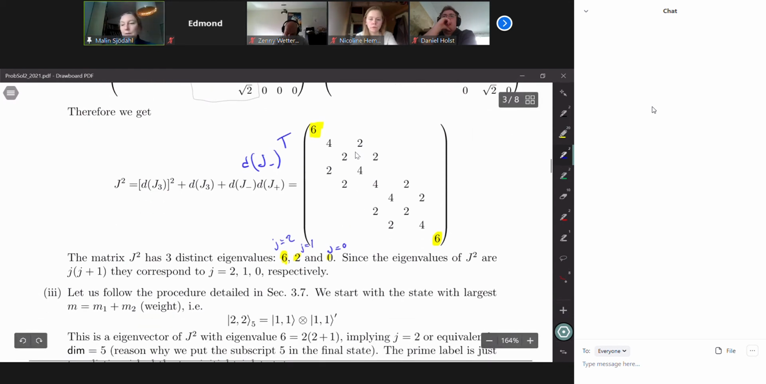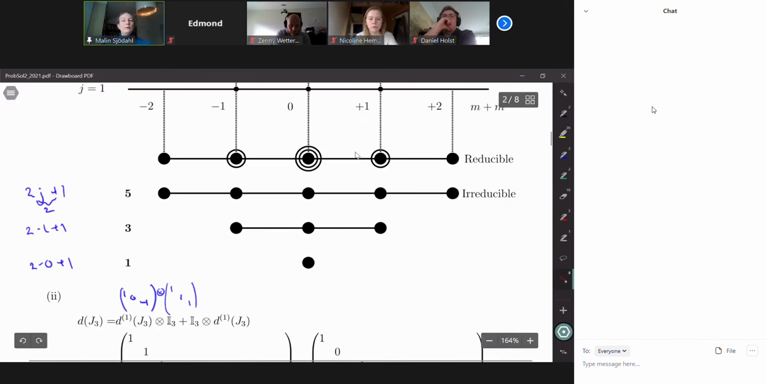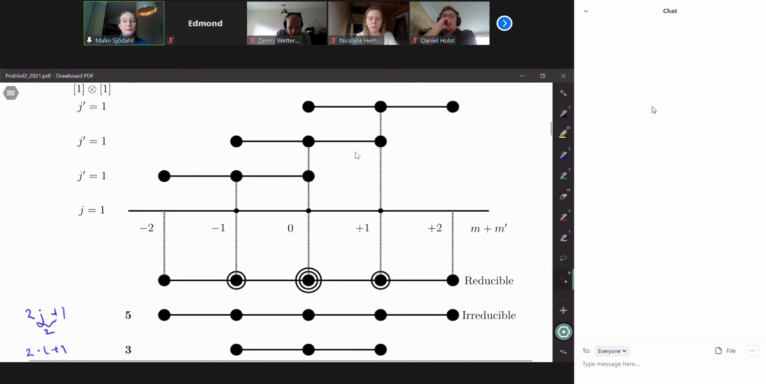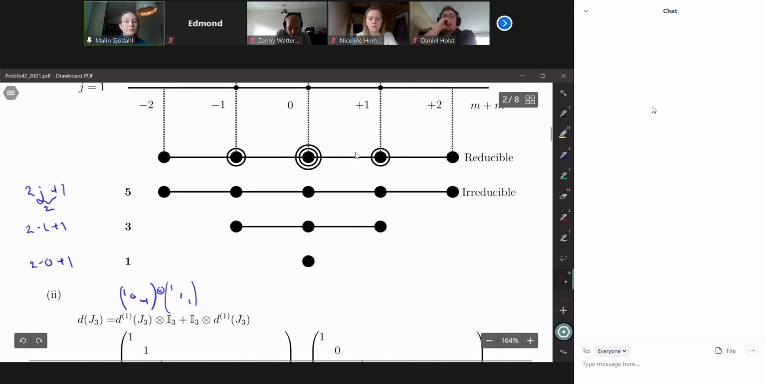So in general, we have j times j plus 1. So 2 times 3, that gives us the 6. 1 times 2, that gives us the 2. And 0 times 1, that gives us the 0. So we have then what we expect. And this is then what we should obtain in the light of this decomposition that Nicolina did before.